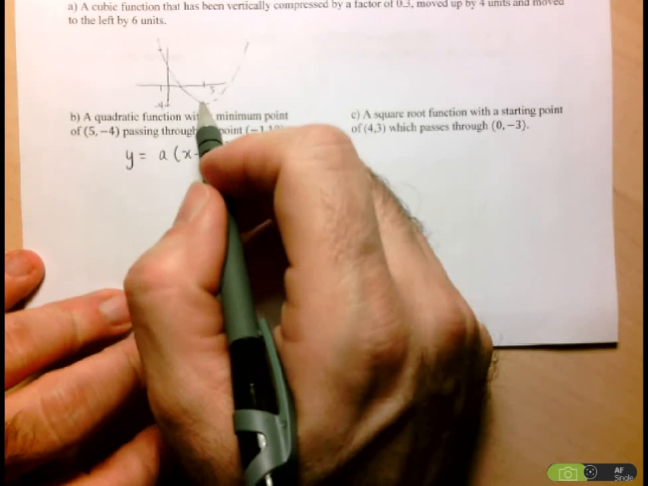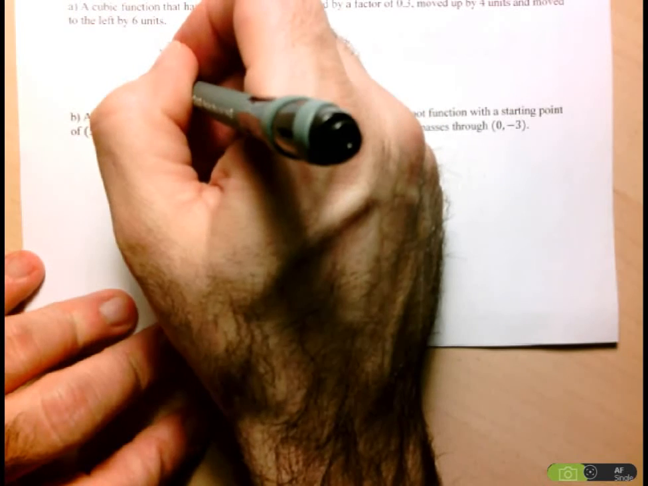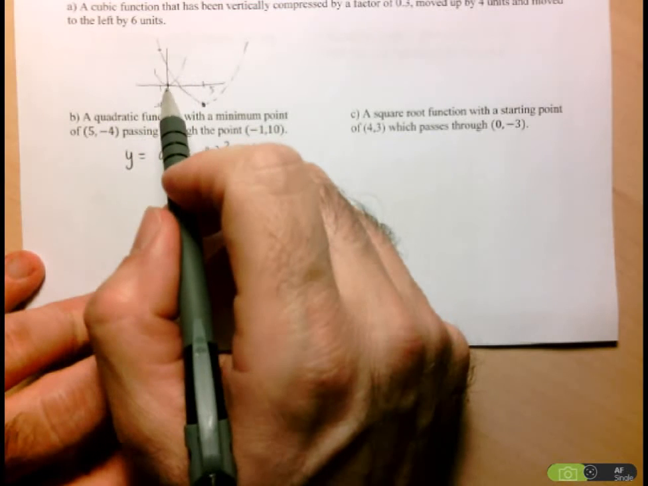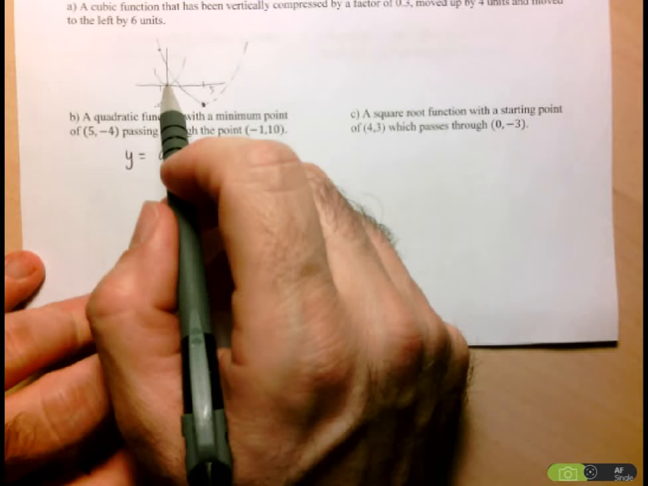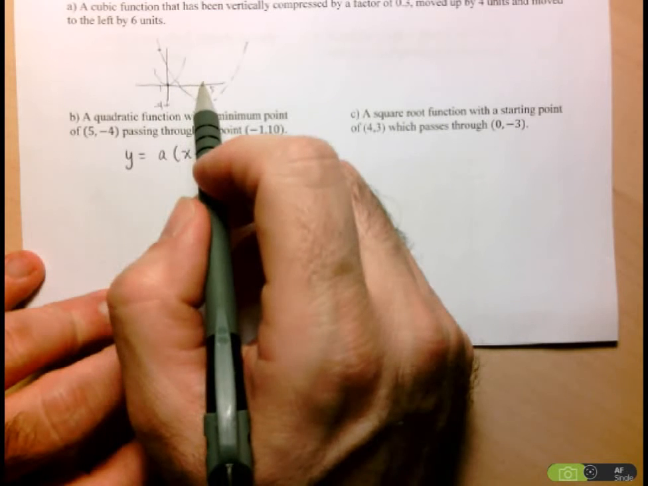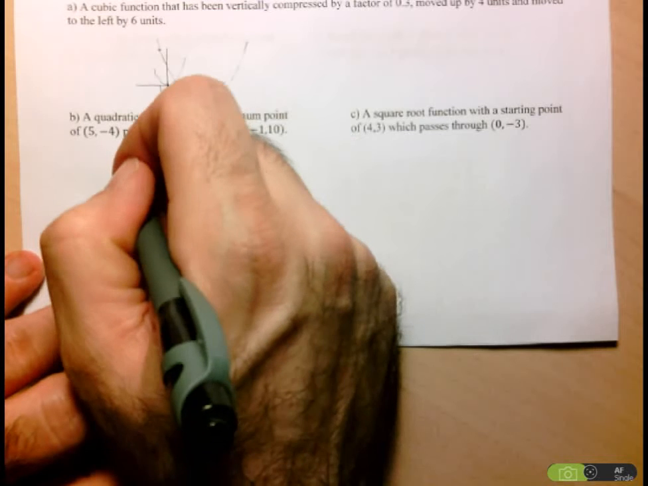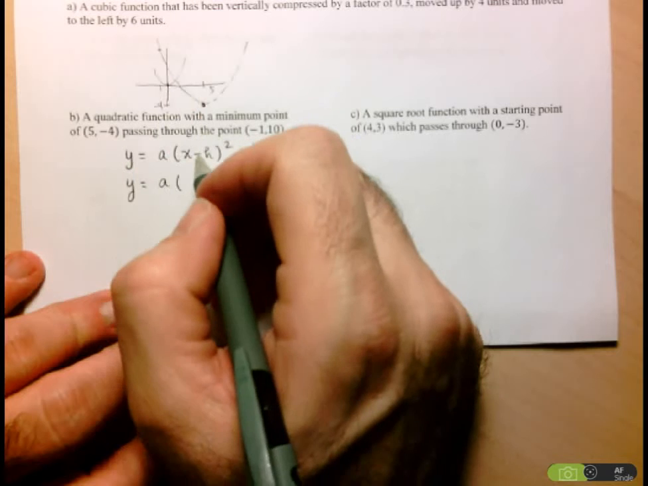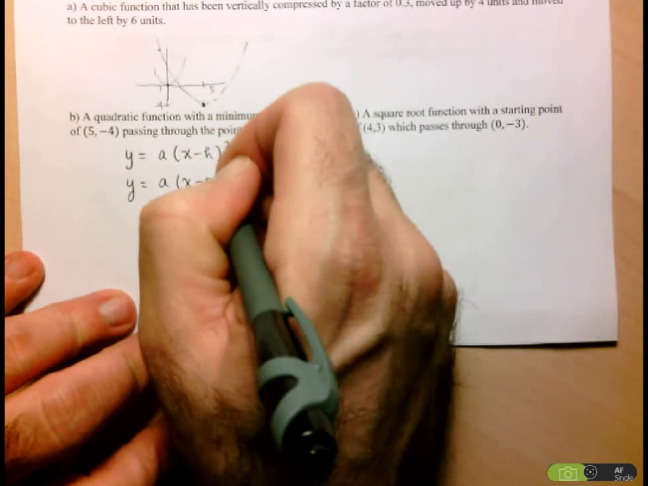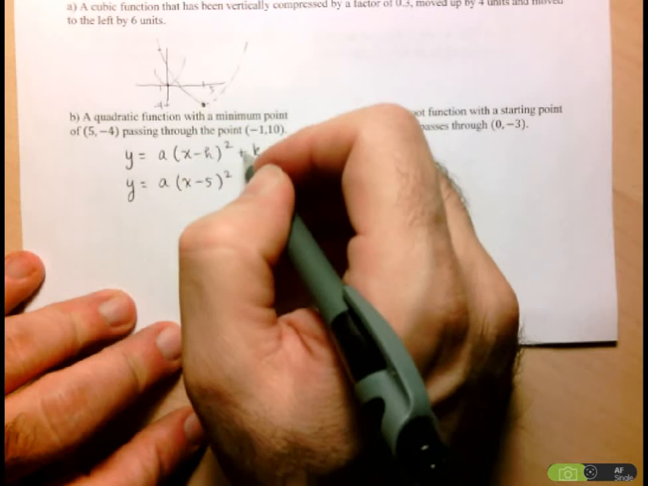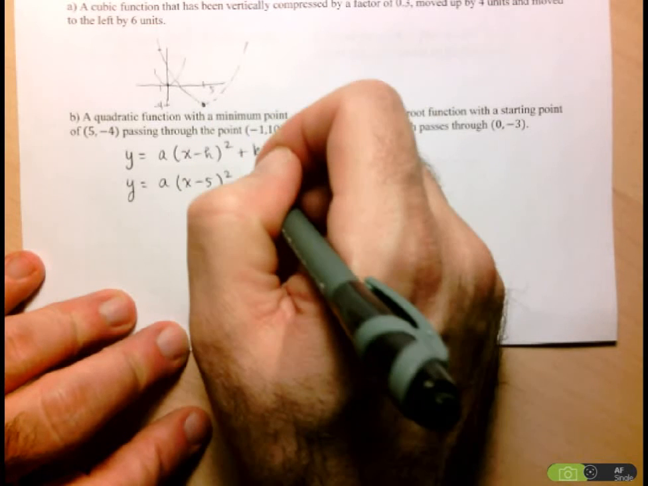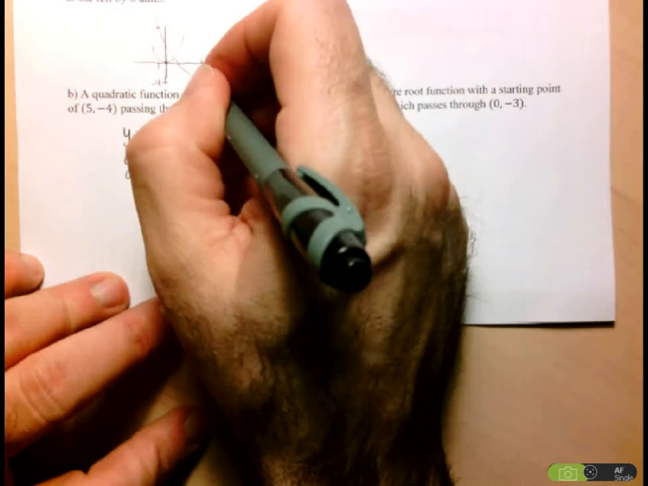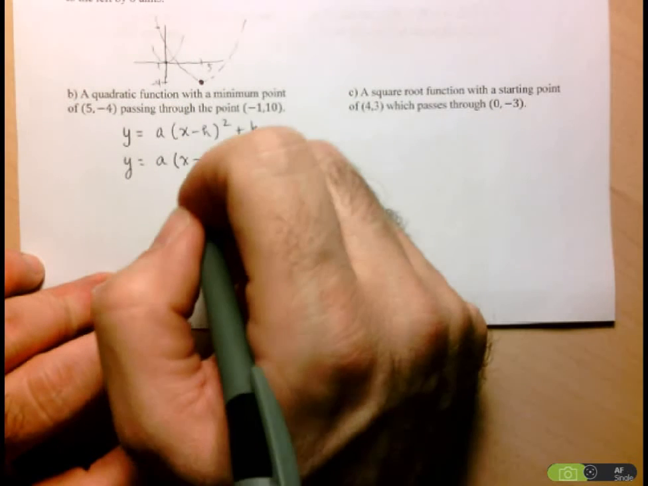Okay, so we look at our minimum point. If we compare it to y equals x squared, this is the point that would not have been affected by any stretches, so I can use it to determine my translation. So I see that that's been translated 5 to the right and 4 down. So let me start by including that information. So 5 to the right, meaning in my bracket I'll have x minus 5, and then 4 down. So here I'm going to be adding negative 4, or minus 4. So I've used the information given by my minimum point.